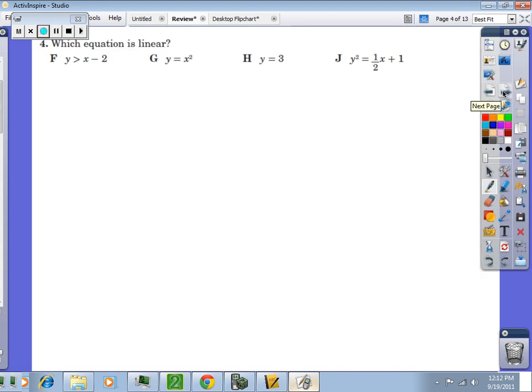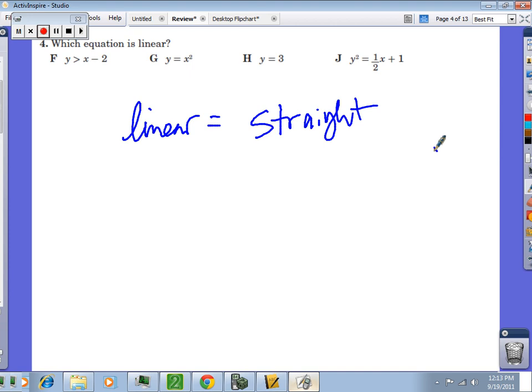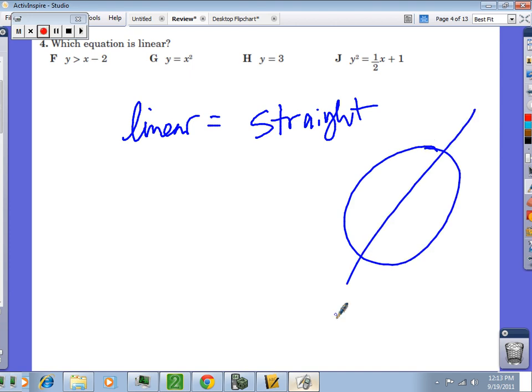Number four. Which one's linear? Alright, linear. If you look at it, it's going to be a straight line. A linear equation cannot have exponents that are 2 or greater. It cannot be under a square root. It cannot be on the bottom of a fraction. And the last thing, you cannot multiply two letters together, x times y.